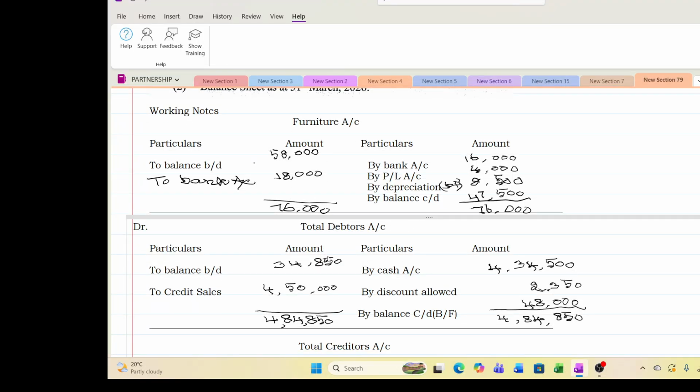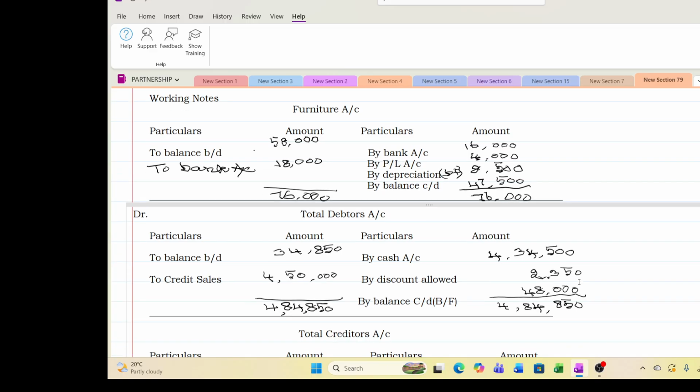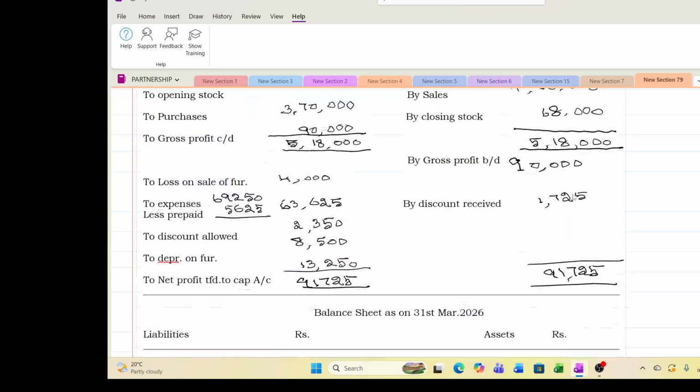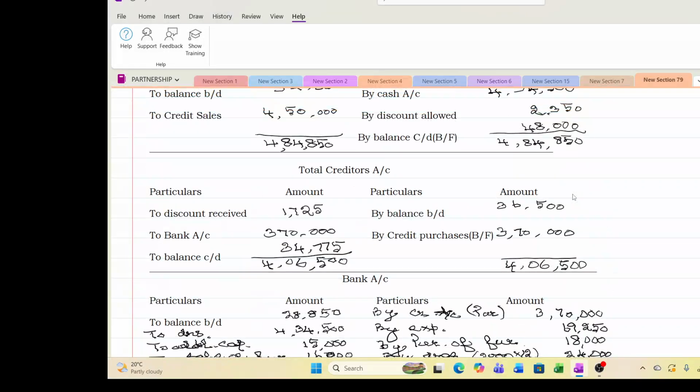Now coming to the debtor account, opening balance was given, and credit sales we have found out by calculating the profit margin for 50,000, and cash received from debtors is 4,34,100, and discount allowed is 2,350. So now totaling this and getting a balancing figure is 48,000. This will appear in your current year balance sheet, 48,000. Furniture already was given in the sum, so we have entered it. So now we entered this balancing figure.